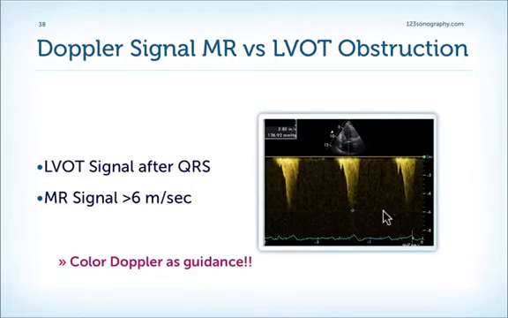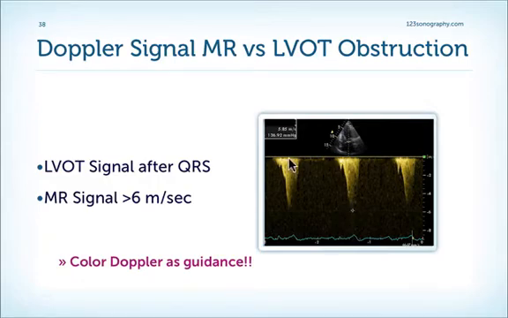So this is an example of a patient who has mitral regurgitation and also an LVOT obstruction. You can see the continuous wave Doppler sample volume passes right through the mitral valve, and this is the signal we get. This signal also has a dagger shape, but it is not an LVOT obstructive signal, but mitral regurgitation, which can also have this shape. How do we differentiate the two? Well, the MR signal generally starts earlier, right after the QRS complex, and the signal usually has a velocity above 6 meters.